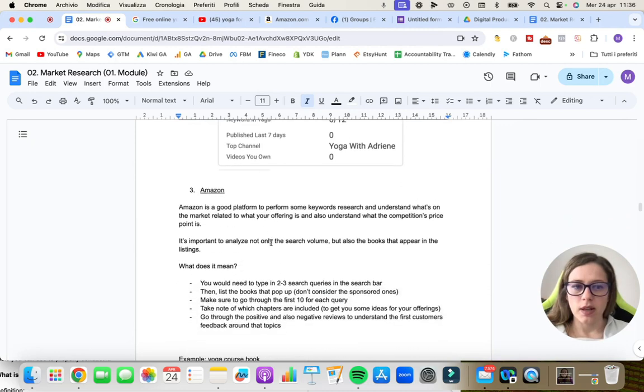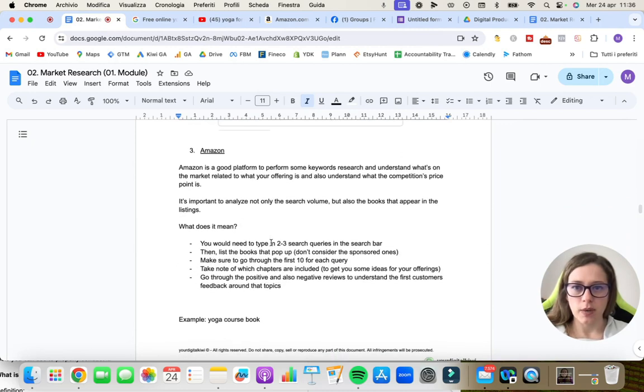Okay, then number 3 is Amazon. So Amazon is a good platform to perform some keyword research and understand what's on the market related to what your offering is, and also understand what the competition's price point is. It's important to analyze not only the search volume, but also the books that appear in the listing. What does it mean? I will show you in a minute.